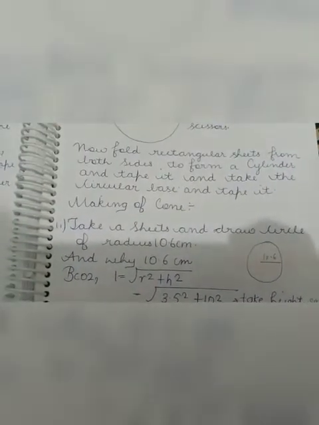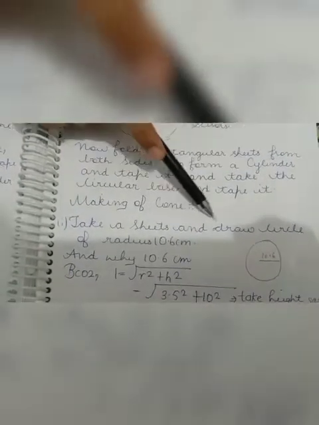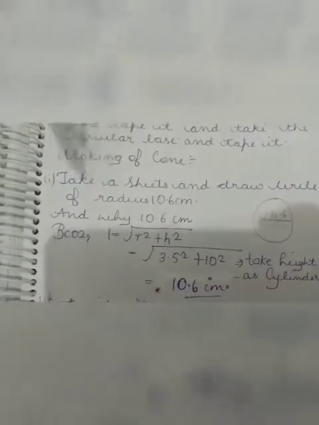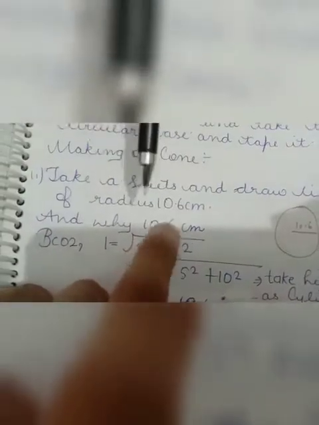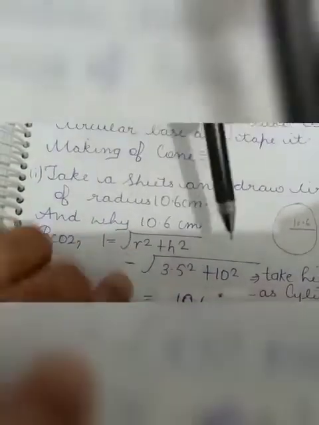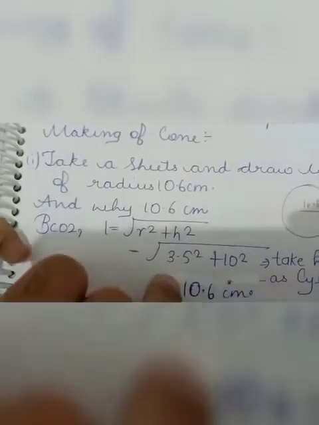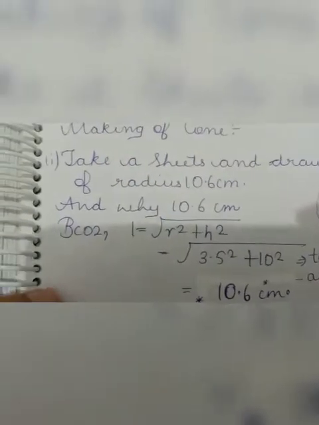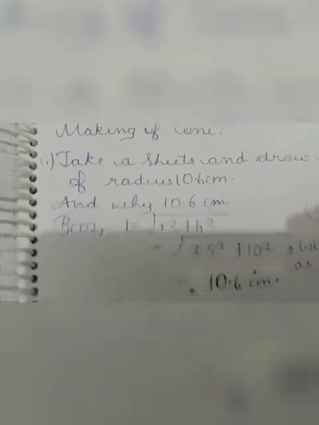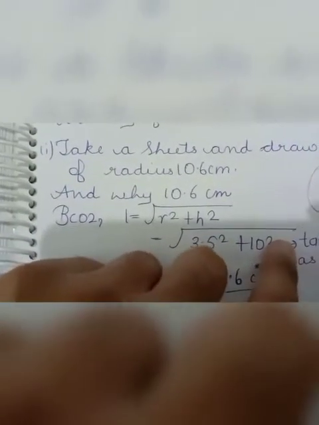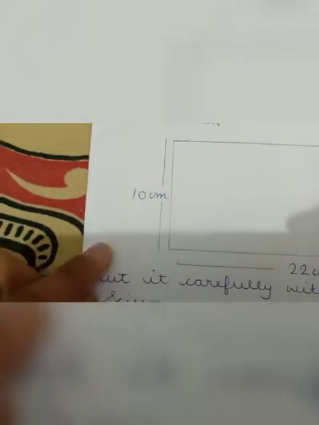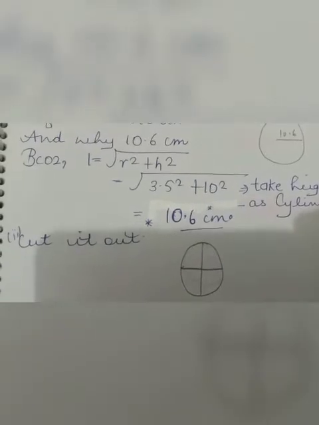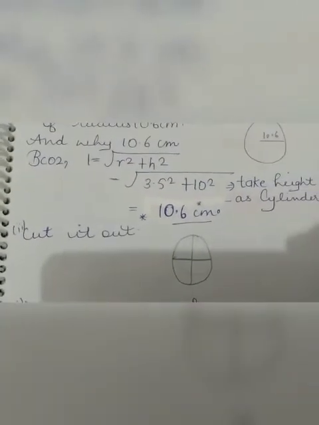First step: take a sheet and draw a circle of radius 10.6. Why 10.6? Because the slant length equals under root r square plus h square, which is under root 3.5 square, because we will take the same radius as taken in the cylinder, plus 10 square, because the breadth was 10. Then the answer will come 10.6 centimeter. Then we will cut out the circle.